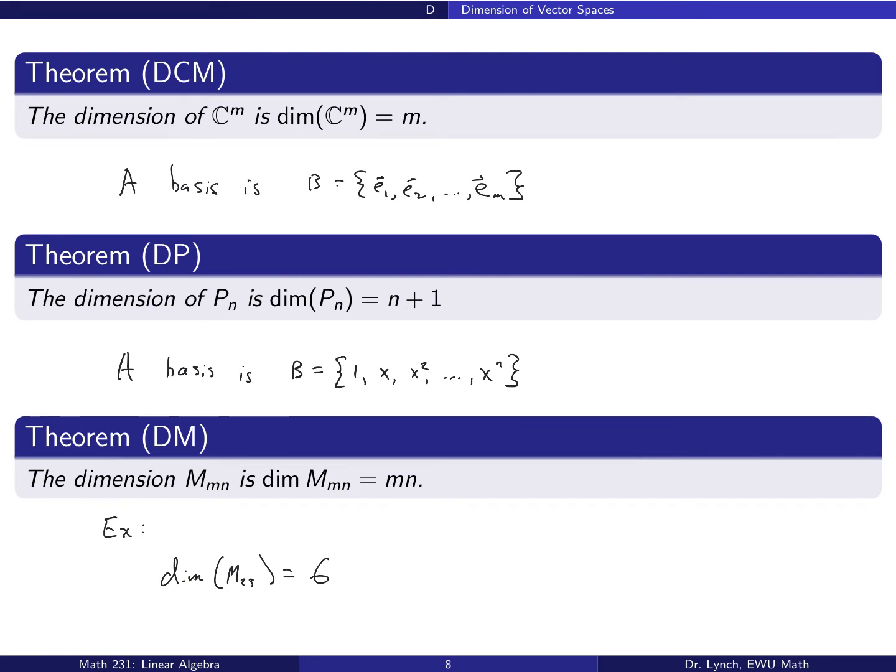A basis for that vector space, M2,3 for instance, would be the 6 2 by 3 matrices where there's a 1 in a row and a column, and zeros elsewhere.